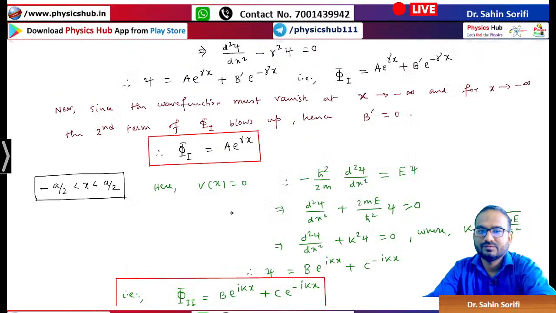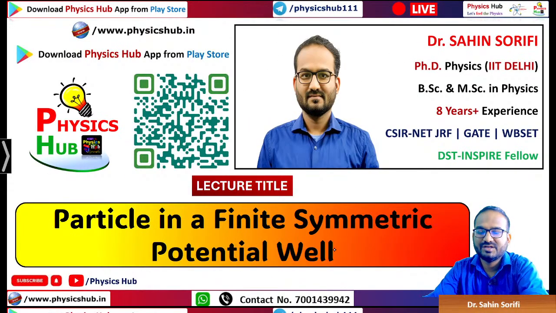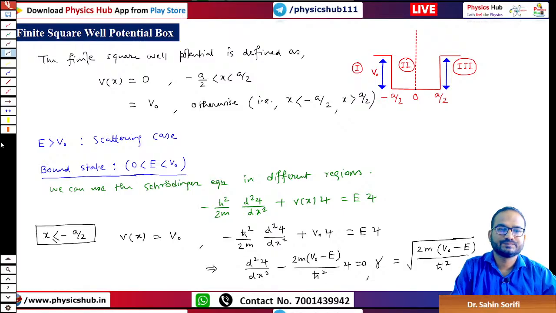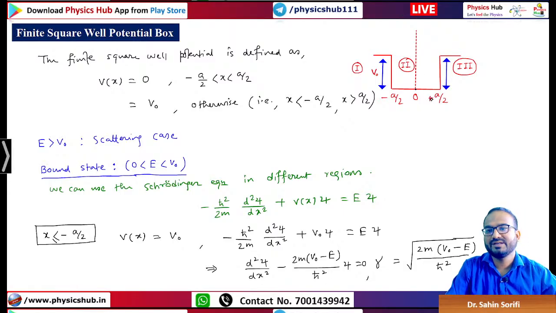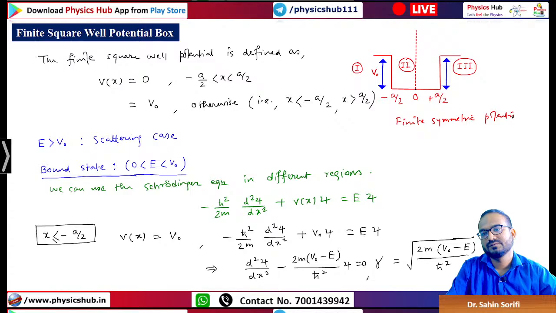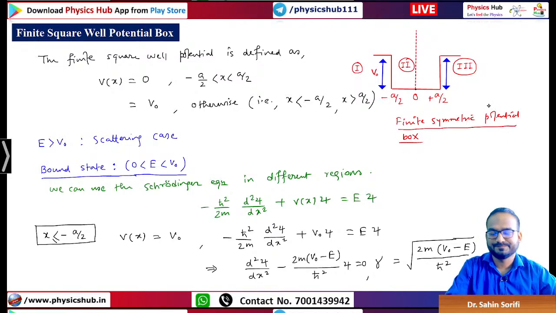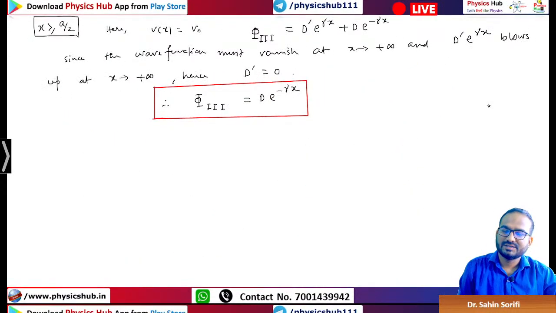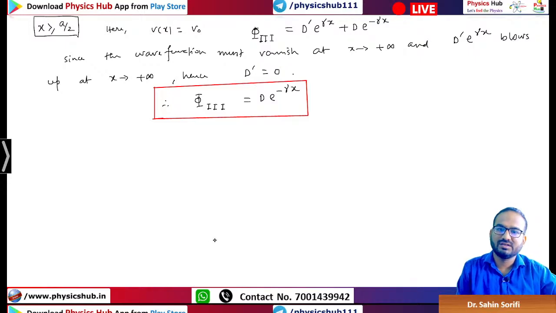Now you see what we have called a finite symmetric potential well. This is a symmetric potential well. You can see 0 is lying midway between plus and minus a by 2. So this is a finite symmetric potential well, potential box or potential well. Obviously, if it is a symmetric potential box, it will give rise to the usual even parity or odd parity.